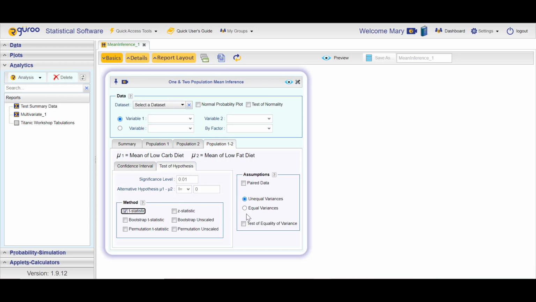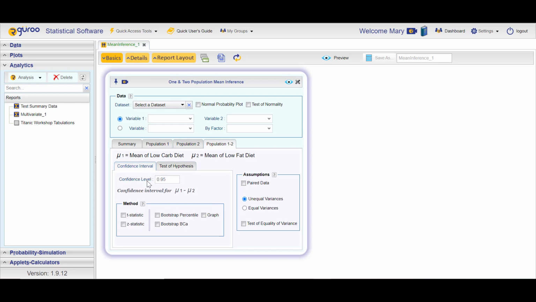And then over here, you would potentially click equal variances if it specified that the variances were equal, but we're not going to do that. If the data was paired, we would click there. This is not paired. We'll talk more about paired in another video. And that's basically it. I'm going to go ahead and click the confidence interval as well.